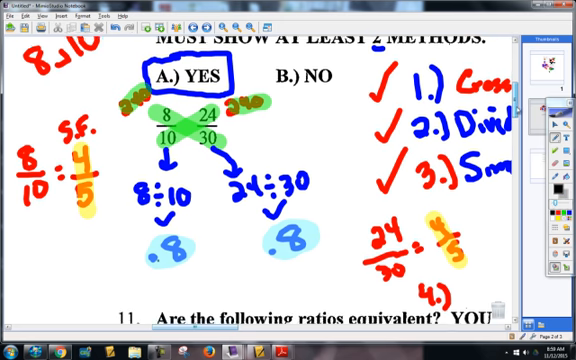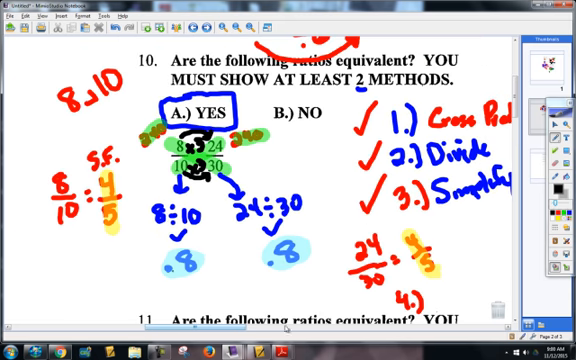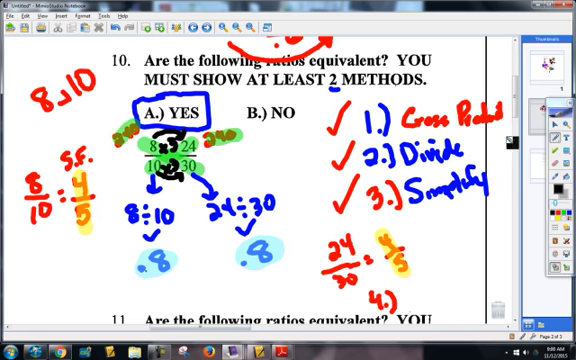Yeah, exactly. It's one of these deals where you can just look at it, and if you can just tell, like right here, I know that 8 times 3 is 24, and I know that 10 times 3 is 30. If you're multiplying or dividing by the same number, then I know that it's going to be an equivalent ratio, right? Okay. So those are your 3 methods. Nobody should miss them because it's right here on the video, and you can just practice, practice, practice.